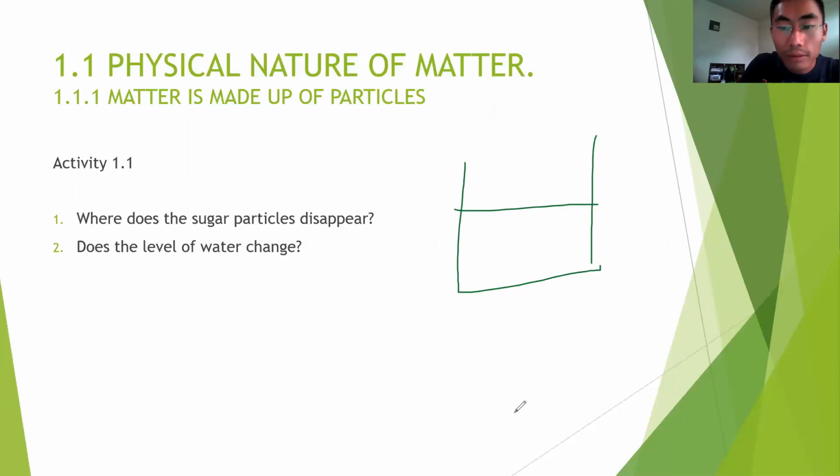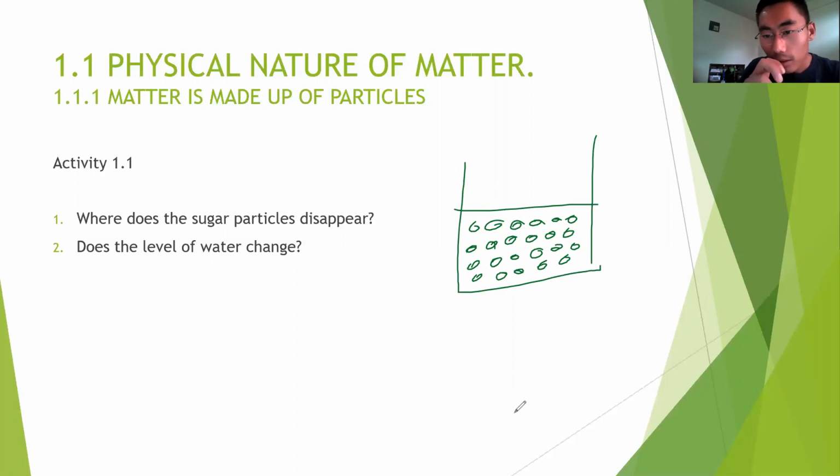Just visualize it this way. You have your water particles this way. What actually happens when sugar is dissolved is that the solid blocks of sugar disintegrate into their own particles, millions and millions of them that are very, very tiny. They go and occupy the spaces in between the water molecules. So that is where your sugar particles disappear.